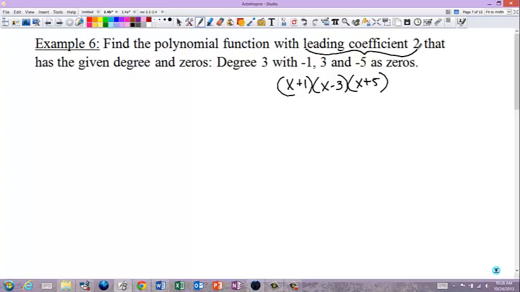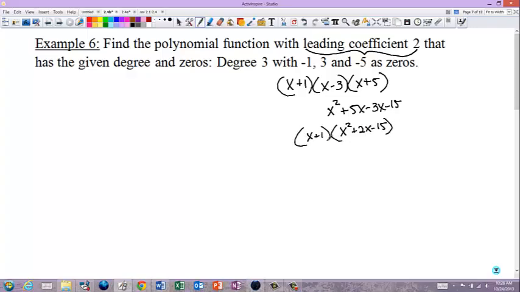You can take a minute to try to FOIL these out. You can pause me if you want to, just to make sure you can do this problem. And when you FOIL it out, I guess I have to FOIL it out. I don't have an answer already on my paper. So it'd be x squared plus 5x minus 3x minus 15, which is x squared plus 2x minus 15.